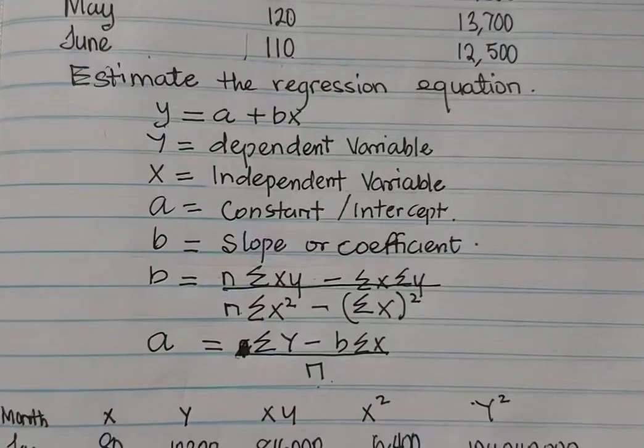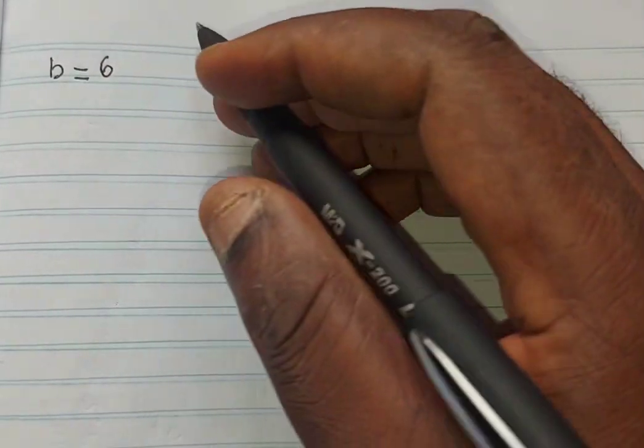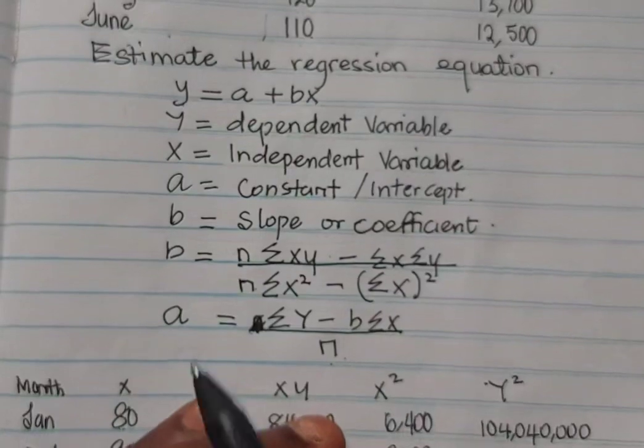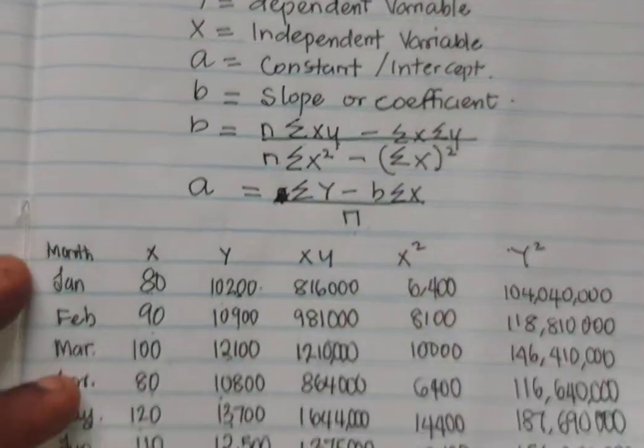Now we can apply the formula to find b. Let's apply the formula. b is n, and what is n? n is 6. Then we have summation xy. And what is summation xy?